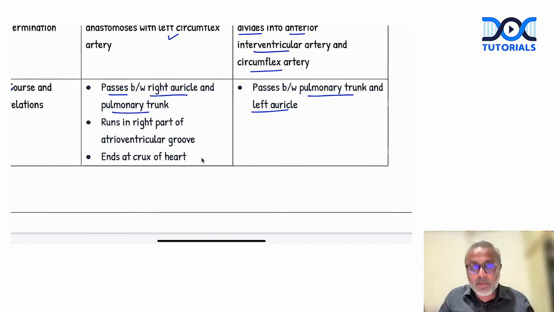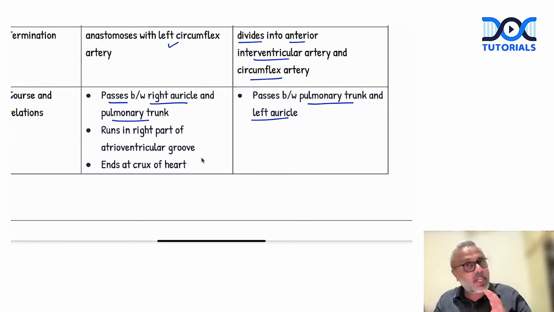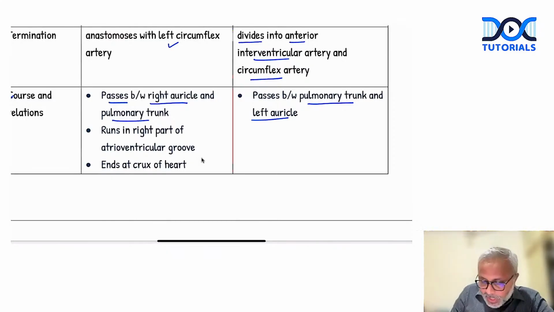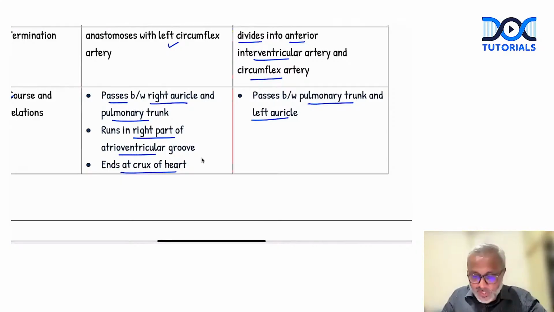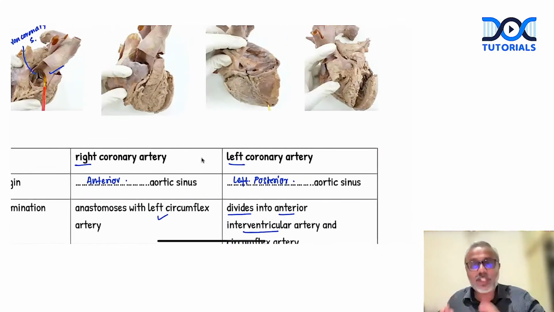Then what about the rest of the course? Left coronary artery immediately terminates into two branches. What happens to right coronary artery? Right coronary artery runs in the right part of atrioventricular groove and ends at crux of the heart. Now let's try to understand this with the help of these two diagrams.